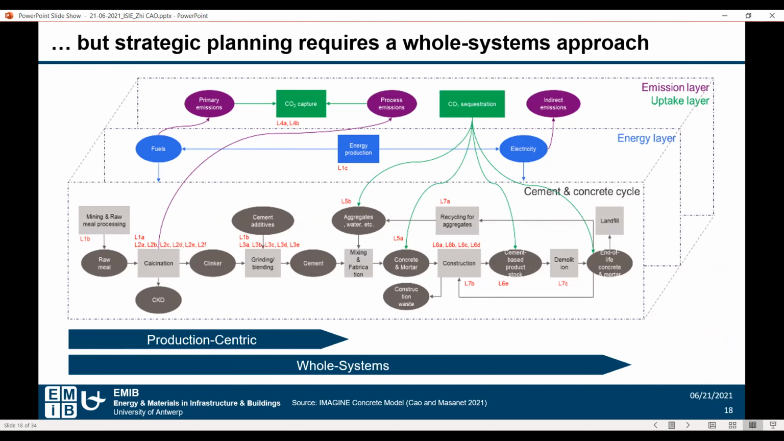We also distinguish between the levers on the production side and the levers on the demand side. And these levers are usually examined in isolation, but many of these levers are interrelated. So the overarching objective of this work is to use material flow analysis and lifecycle assessment to capture those interactions and then explore possible pathways for deep decarbonization. So essentially, we will have 2 deep decarbonization pathways, a production-centric one and a whole systems one.